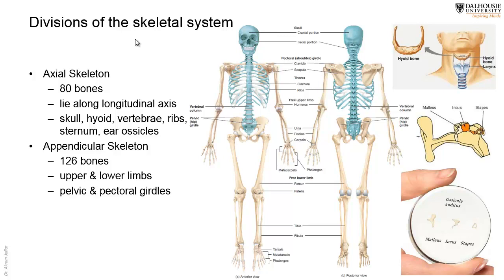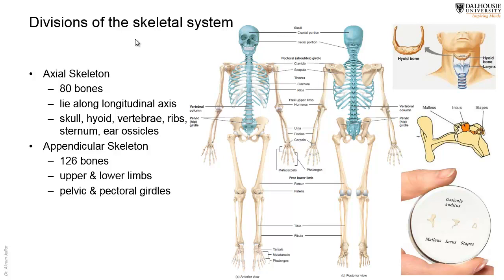The axial skeleton lies along the longitudinal axis of the body and includes the skull, hyoid, vertebrae, ribs, sternum, and the ossicles of the ear. You can see here these ossicles. They are very small, tiny bones, three ossicles: the malleus, incus, and stapes. Compare their size with the size of the fingers. Very small, three ossicles present in the middle ear.